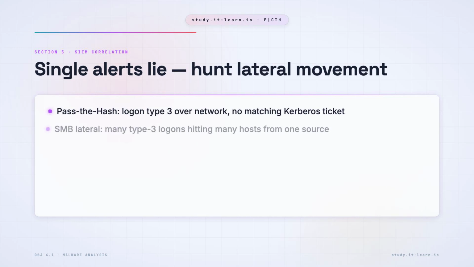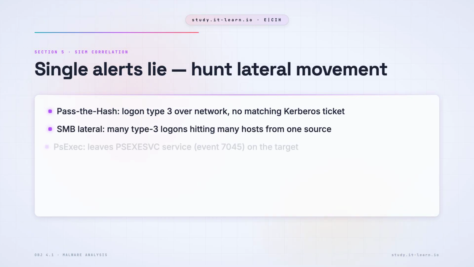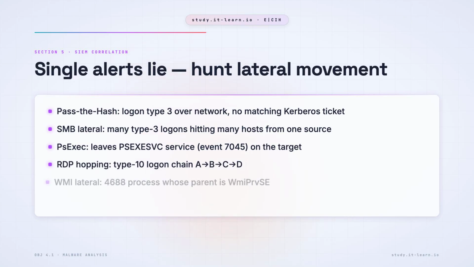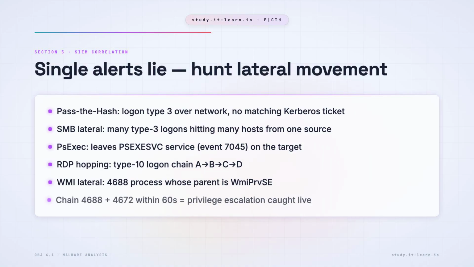Lateral movement is the pattern to hunt. Pass the hash shows as a successful logon, type 3, over the network with no matching Kerberos ticket. SMB lateral movement looks like multiple type 3 logons hitting many hosts from one source. PsExec leaves a PSEXESVC service, event 7045, on the target. RDP hopping forms a logon chain, host A to B to C to D, using type 10 logons. WMI lateral movement appears as a 4688 process whose parent is WmiPrvSE. A 4688 plus 4672 within 60 seconds, and you've caught privilege escalation in the act.